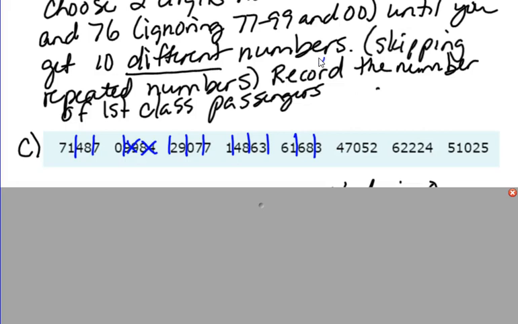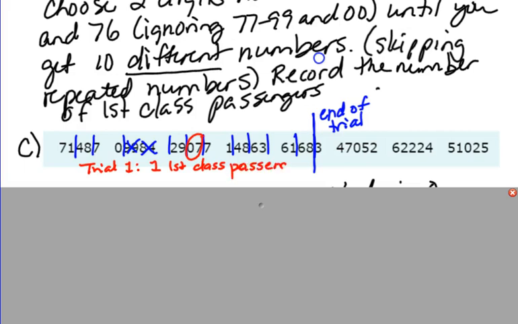Okay, so when I get to the end of my trial, I usually make a larger bar to say this is the end of the trial. You don't have to write end of trial, but make some kind of mark to indicate that's the end of the trial. Then I go through and make a special mark, a check or an X or a circle or something, to indicate my first class passenger. And then I'm going to record in trial 1, I have 1 first class passenger. Now you don't have to write this out every time. You could just write 1 because you've already said you're recording the first class passenger. So I can just record the number 1 for trial 1.